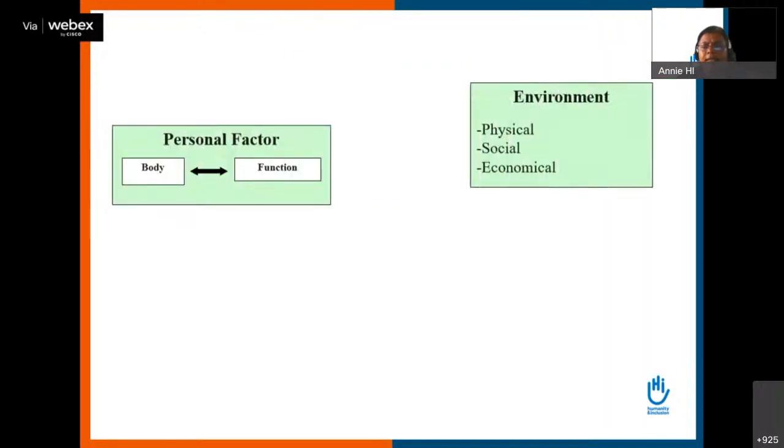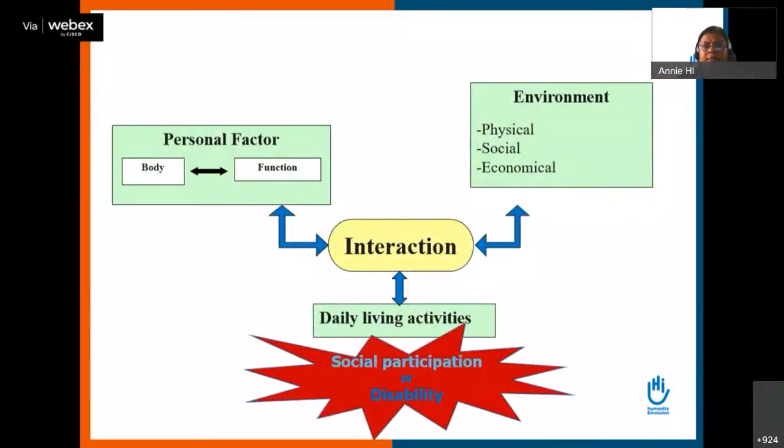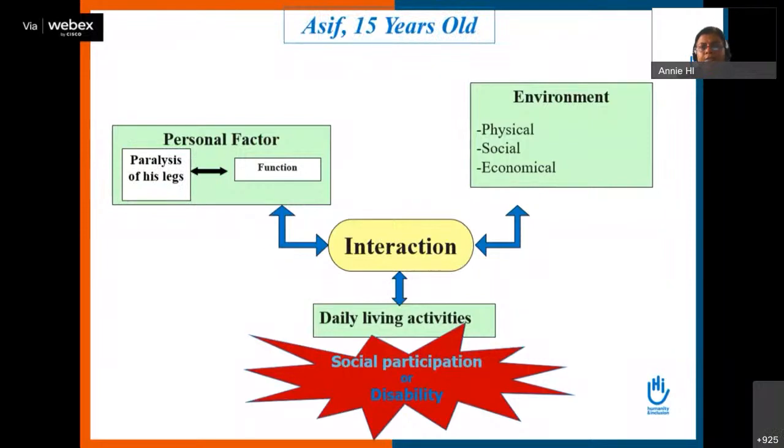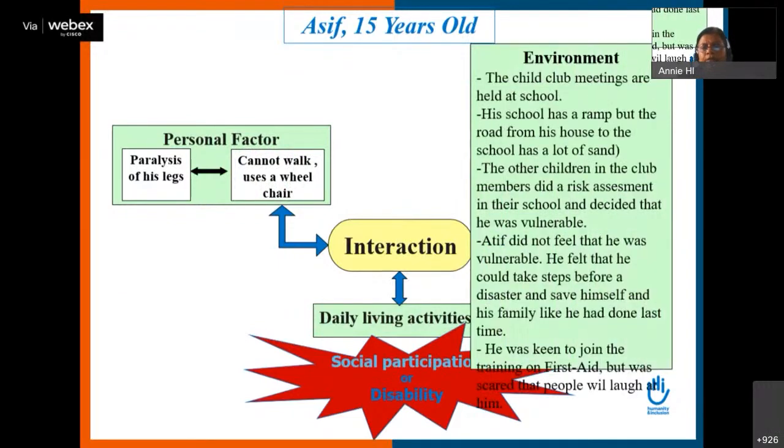Now let's take another quick example of Asif. Asif is 15 years old. In terms of personal factors, he has paralysis of the leg. In terms of function, he is unable to walk. He uses a wheelchair.